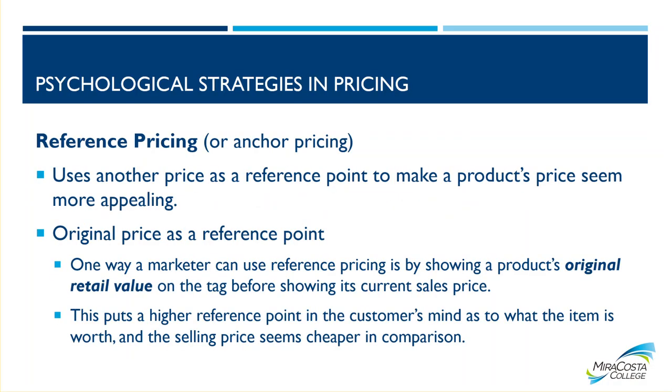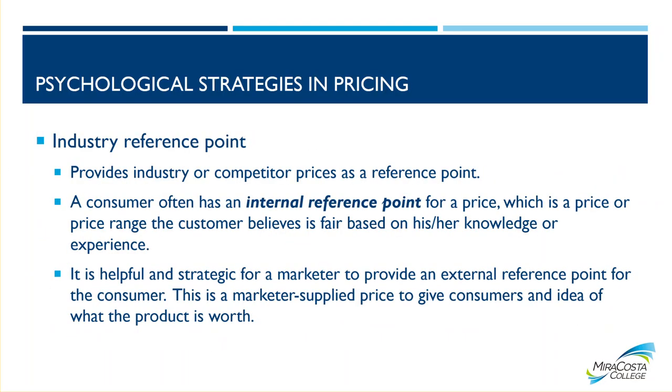Reference pricing, or what we call anchor pricing, uses another price as a reference point to make a product's price seem more appealing. Original price as a reference point. One way a marketer can use reference pricing is by showing a product's original retail value on the tag before showing its current sales price. This one, I admit, gets me sometimes. Oh, it used to be $2.89 and now it's on sale for $1.99. This puts a higher reference point in the customer's mind as to what the item is worth, and the selling price seems cheaper in comparison.